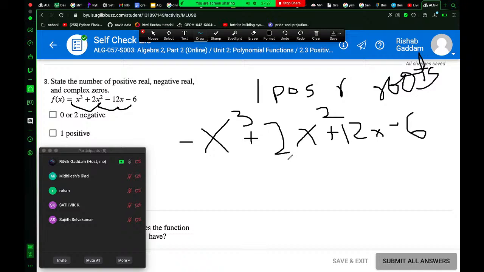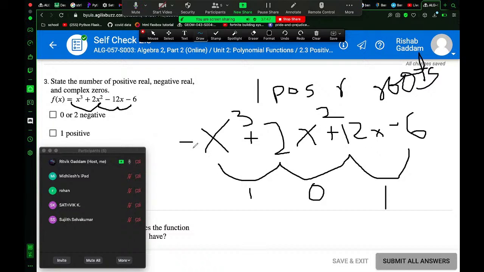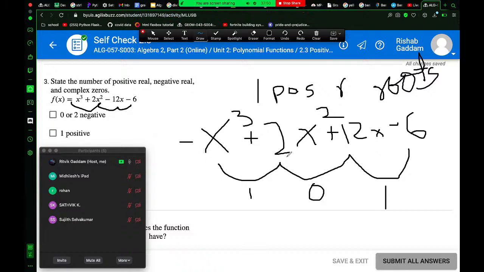So now you have to see how many sign changes there are, and there are 2. There's 1 sign change over here, 0 over here, and 1 over here again, because positive to a negative is a sign change, and a negative to a positive is also a sign change. So you have 1 plus 1, which is 2 sign changes in this. So you have either 2 or 0 negative roots.